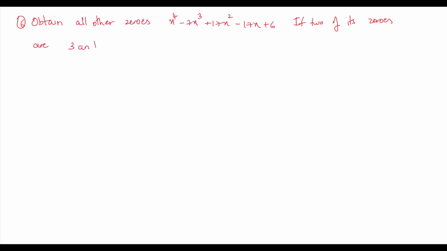Sixth question is, obtain all other zeros of the polynomial x power 4 minus 7x cube plus 17x square minus 17x plus 6 if two of its zeros are 3 and 1. Let's solve. Here they have said that the two zeros are 3 and 1.